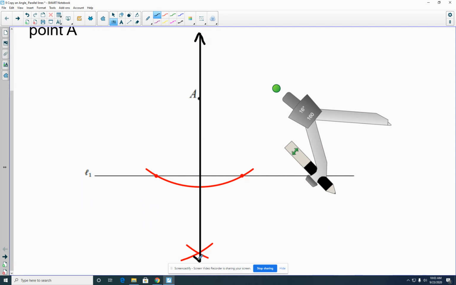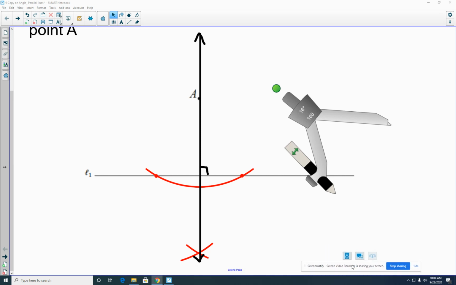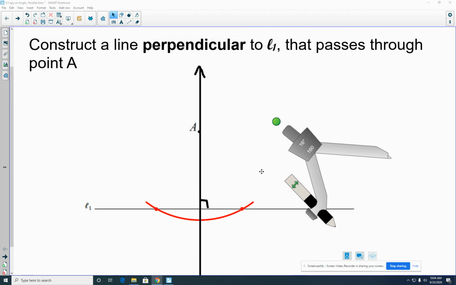So I know that these lines are perpendicular, and I can put a little box here to show that. And that was really how yesterday's lesson was summarized, right? You smile through the line, and then you do the perpendicular bisector of the segment where the arc intersects the line. So we're going to build off of this construction, and you can take a look at the next slide.